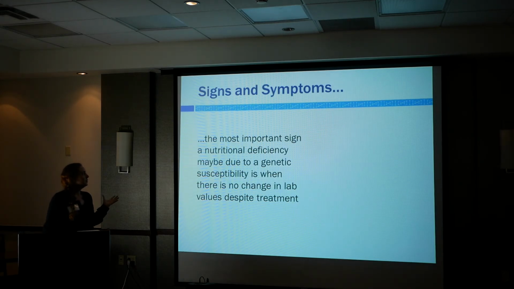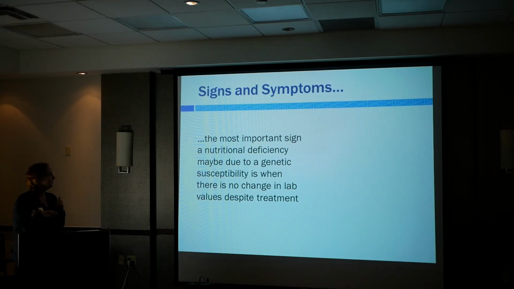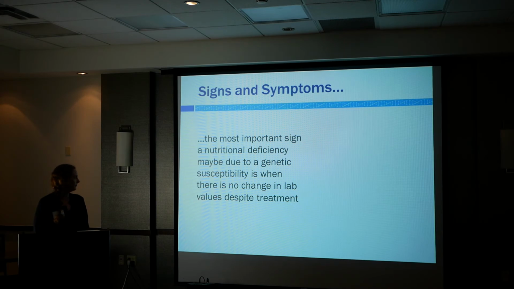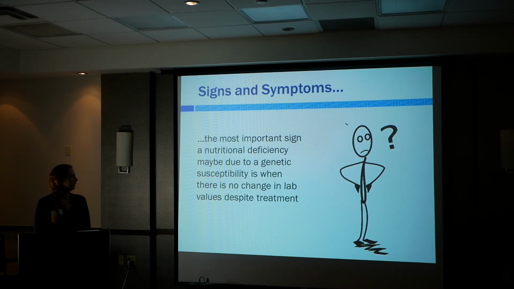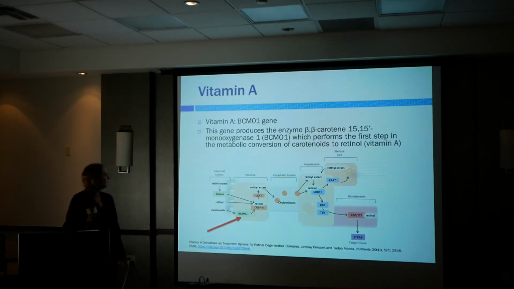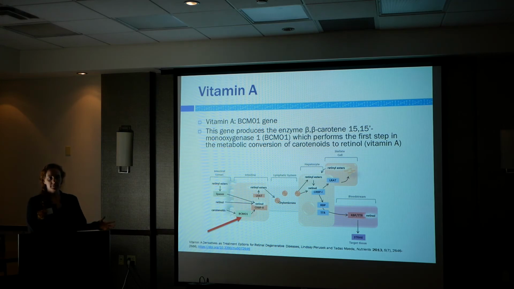The most important sign, again, is going to be that lab work. It's a sign of a nutritional deficiency, which could be related to a genetic susceptibility, and that would be a great time to start looking at these nutrient-related genes and risk alleles. So you have a patient who's low in B12, you're supplementing them orally with B12, their levels aren't going up, and you think, what's going on? So we're going to go through each one by one, and we're going to start with vitamin A.